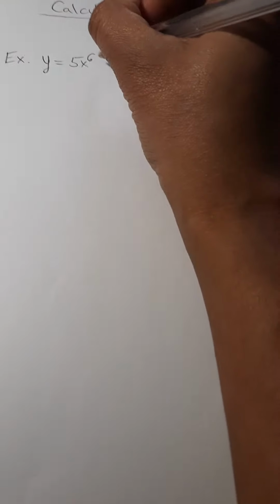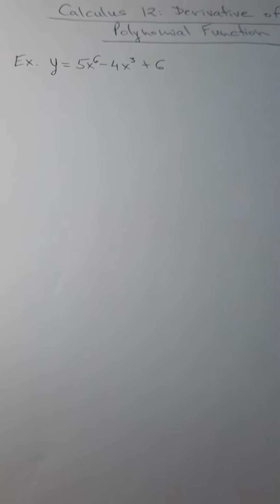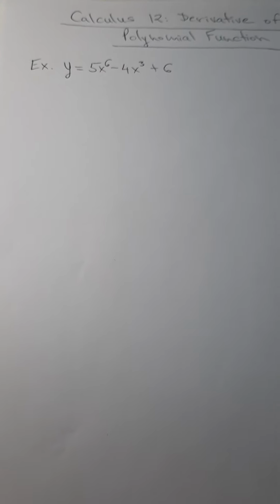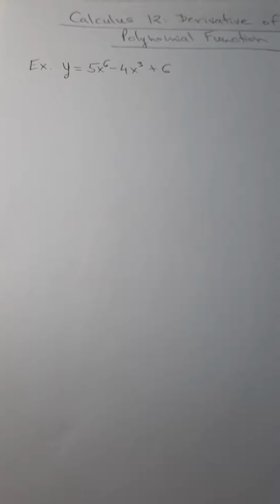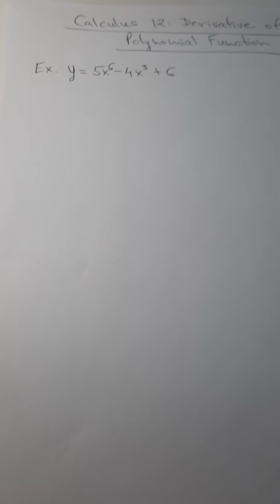So it's y equals 5x to the 6 minus 4x cubed plus 6. So say this is the actual function here, okay, for a polynomial. Remember in the past video, what we did was actually use the first principle derivatives. And this time we're not going to do that. We're just going to use the shorthand method of finding the derivative.